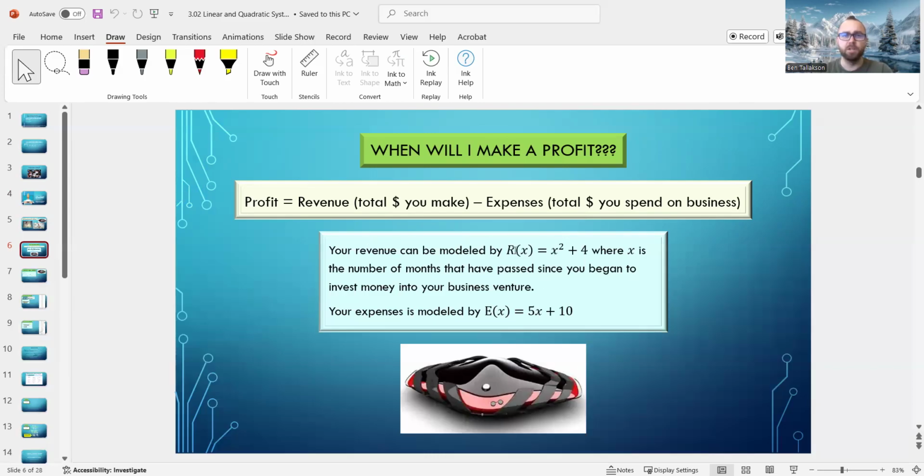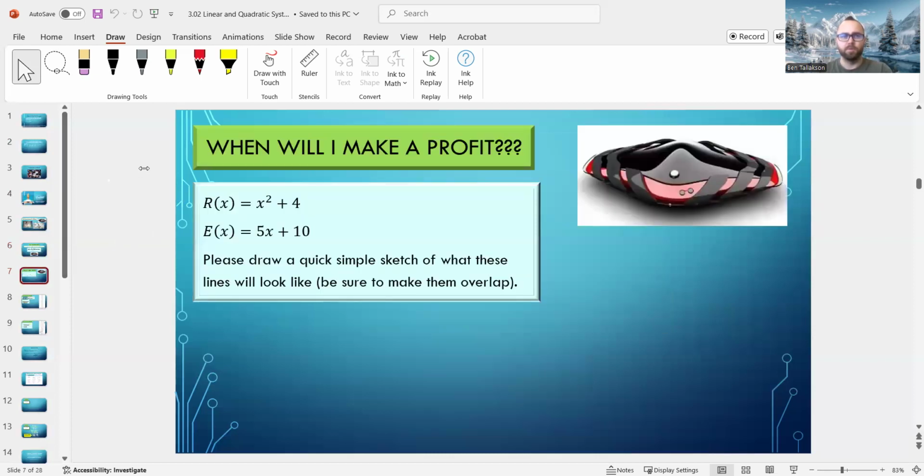So this function we're going to call R is modeling our revenue, where X is the number of months that have passed since you began to invest money into your business venture. And your expenses is modeled by this function, calling it function E for expenses. So once again, the main question is, when will I make a profit?